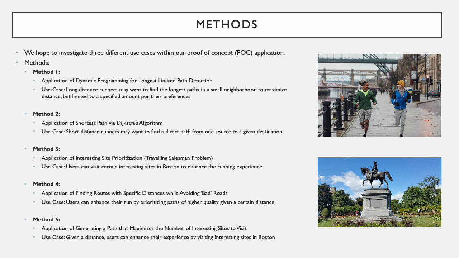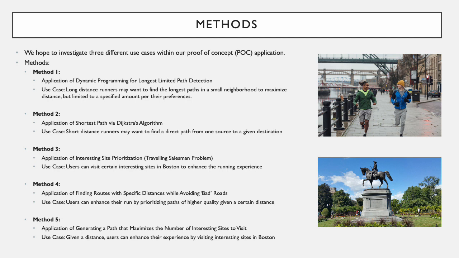Starting with method 1, we see the application of dynamic programming for longest limited path detection. The main use case is that long distance runners may want to find the longest path possible in a small neighborhood to maximize distance, but limit that to a particular amount given their preferences. Method number 2 is the application of the shortest path via Dijkstra's algorithm. Contrary to our long distance runners, short distance runners may want to find a direct path from a particular source to a given destination.